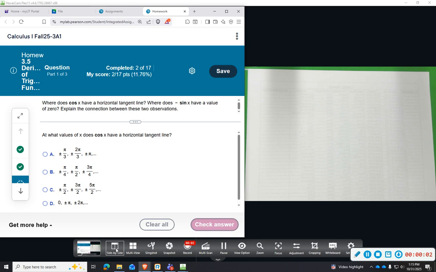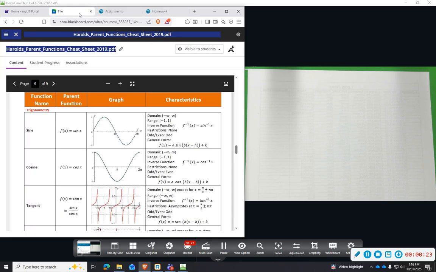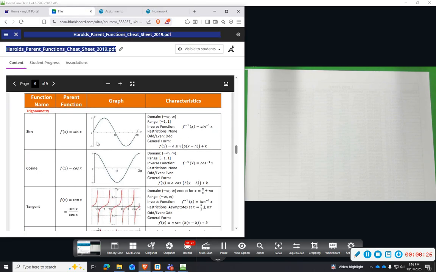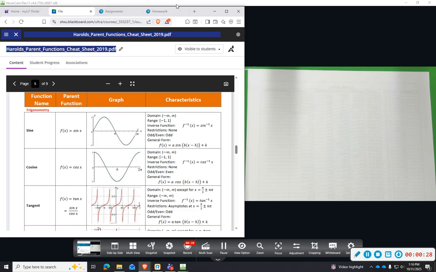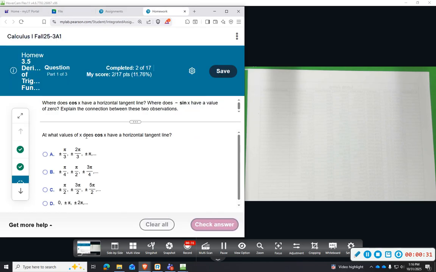All right, number 3, we want to know where does cosine x have a horizontal tangent line, and where does negative sine x have a value of 0, and we're going to explain the connection between the two. So if I've opened up the trig sheets and handouts from our course, there's a section that has the graphs. In this first part, we're asking for cosine to have a horizontal tangent line. That's going to happen when you have a maximum or minimum.